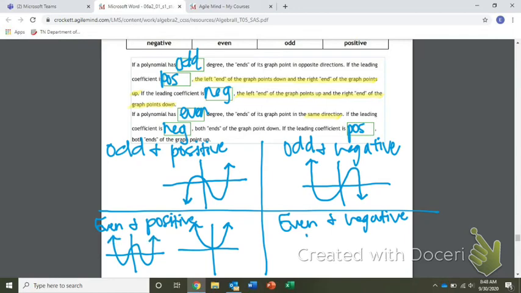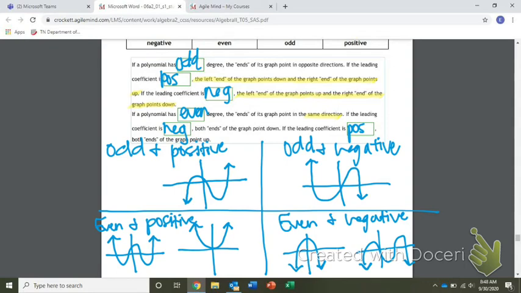If it's even and negative, they both point down. All right, this slide right here is the most important slide for today. Got it? Most important slide for today.